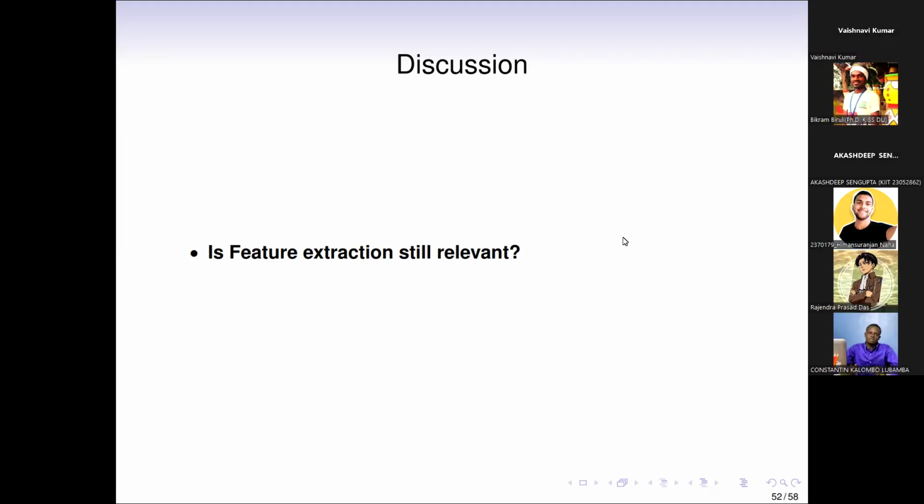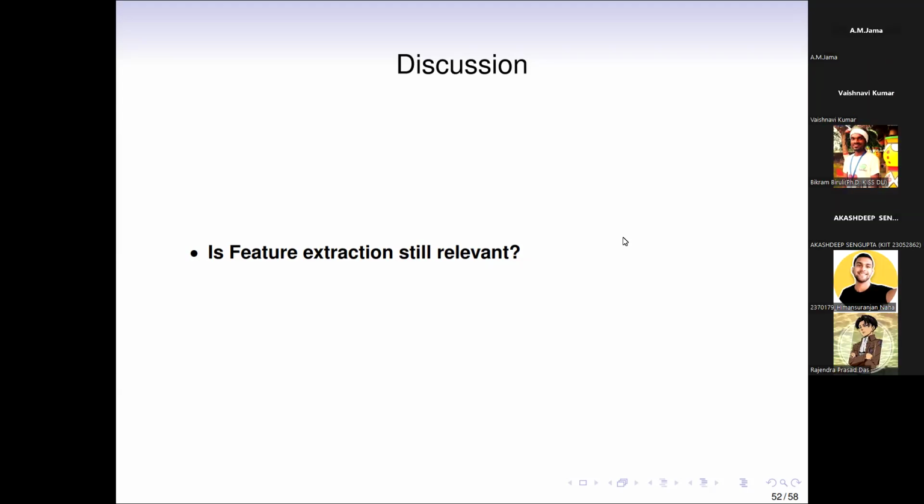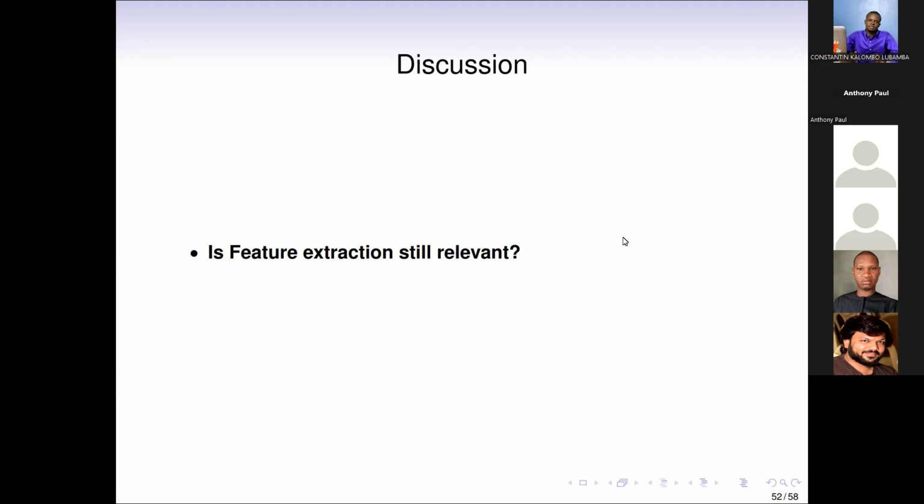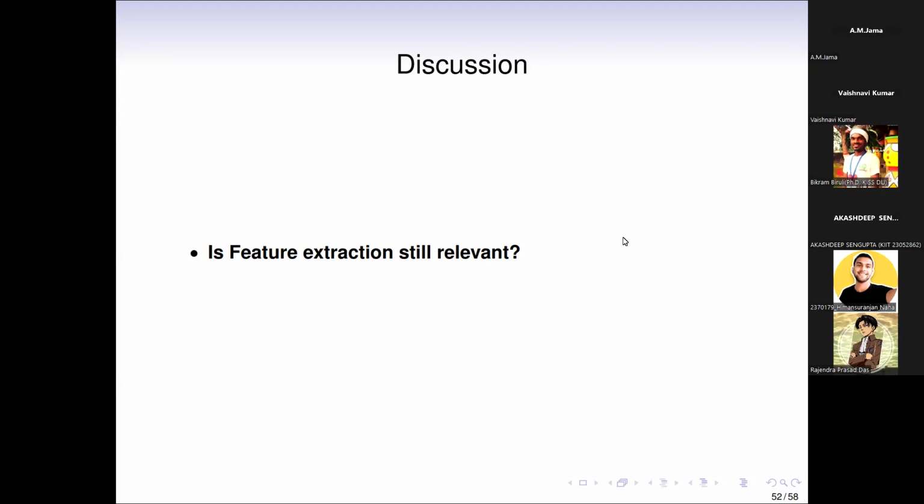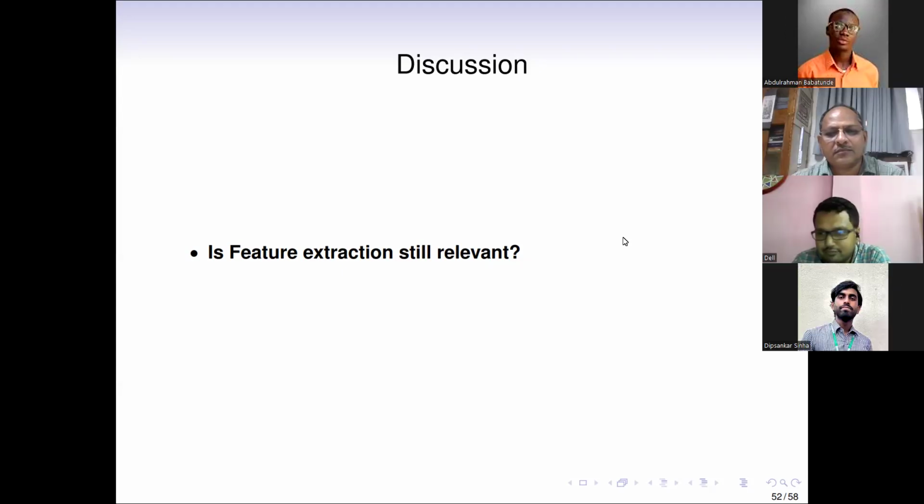Yes, sir. Nowadays, many self-supervised models are there where we don't need to extract the features. It is automatically creating the features from the speech signal itself. But feature extraction is still relevant, because to understand the emotions or to find out the tonal quality, we need the prosodic features. So I think feature extraction is still relevant in that case. This is a good point.